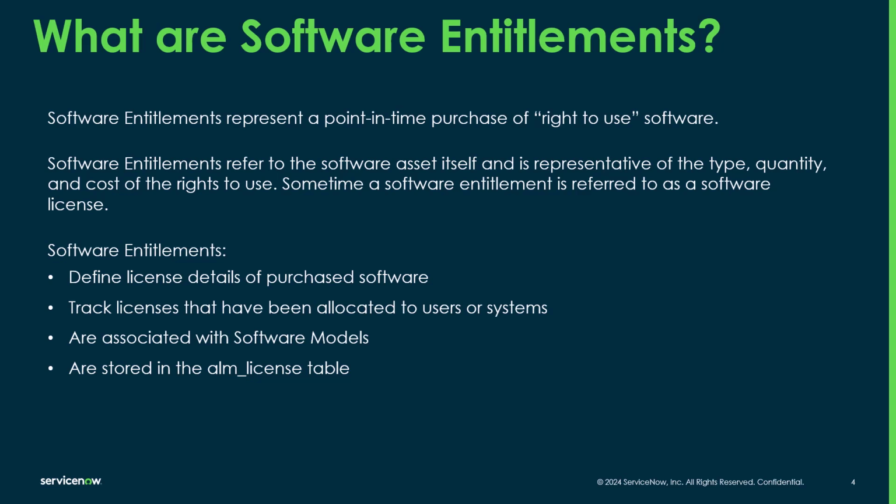Software entitlements are associated with software models, so it's really important that you ensure the entitlement is associated with the correct software model. Incorrect or incorrectly configured software models can have a really big impact on your overall compliance position. Entitlements are stored in the ALM license table, which can be a little confusing since there is another table named ALM entitlements, which is what the system uses to store the allocations of the entitlements.